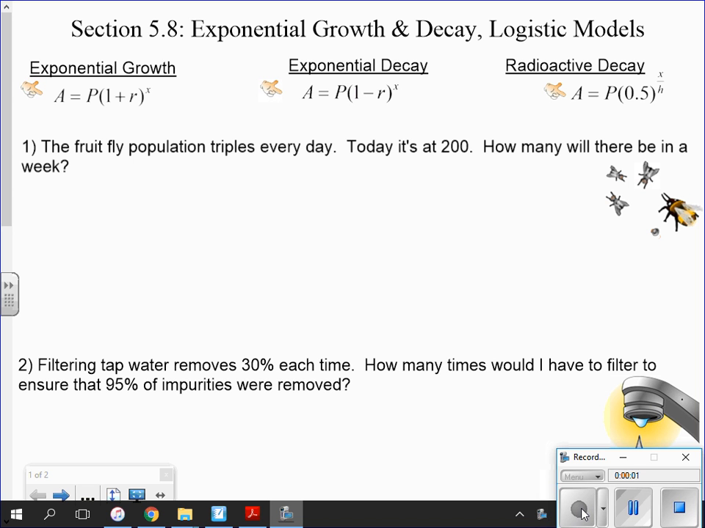Exponential growth, exponential decay, and radioactive decay, which is half-life. That is very specifically half-life. Okay.